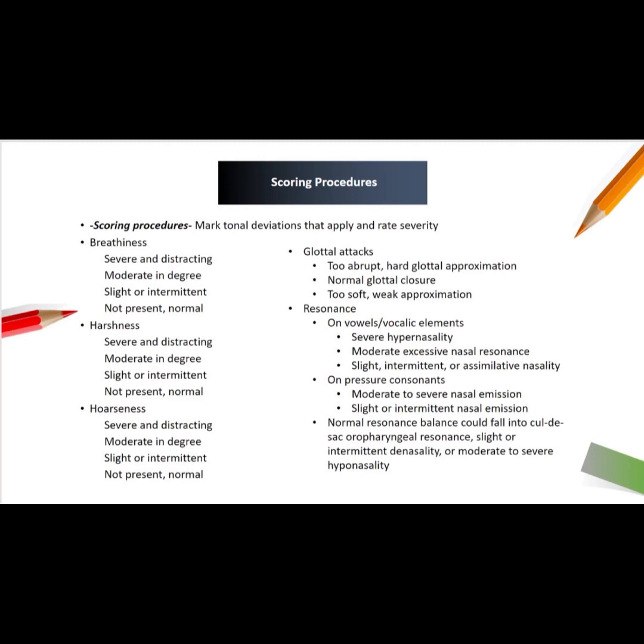approximation. Resonance on vowels and vocalic elements will be rated as severe hypernasality, moderate excessive nasal resonance, or slight, intermittent, or assimilative nasality. On pressure consonants, it will be rated as moderate to severe nasal emission or slight or intermittent nasal emission. Normal resonance balance can fall into cul-de-sac oropharyngeal resonance, slight or intermittent denasality, or moderate to severe hyponasality.